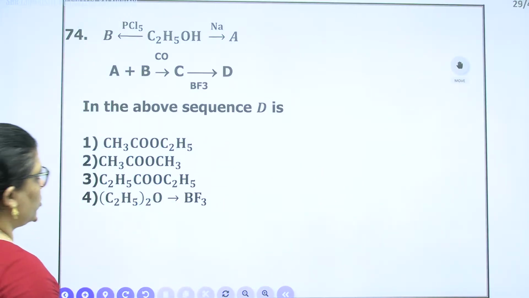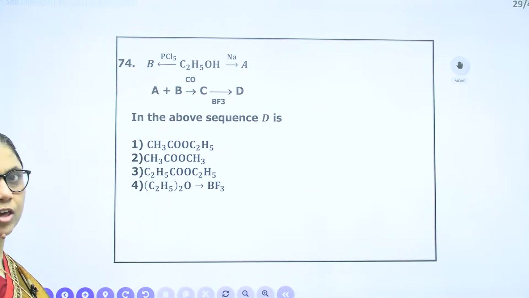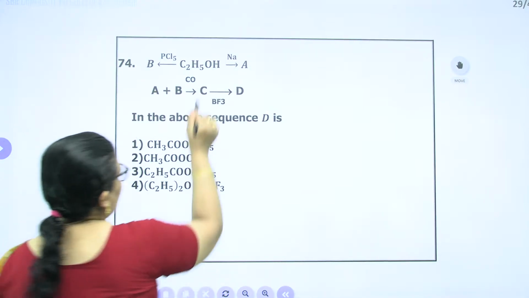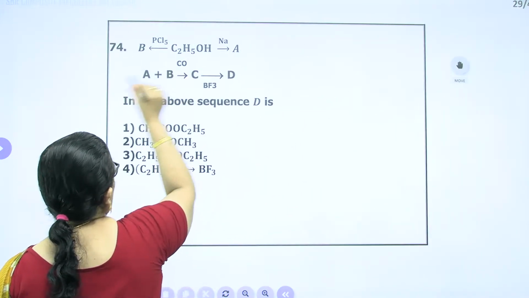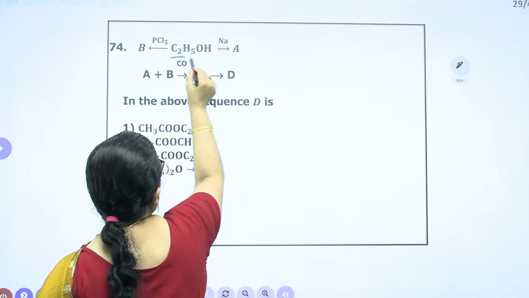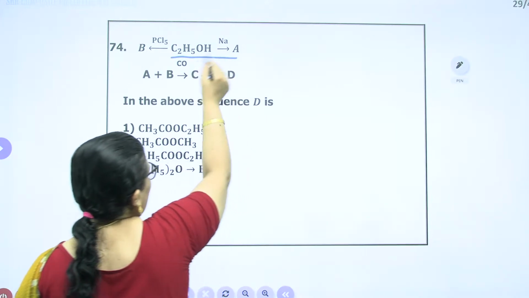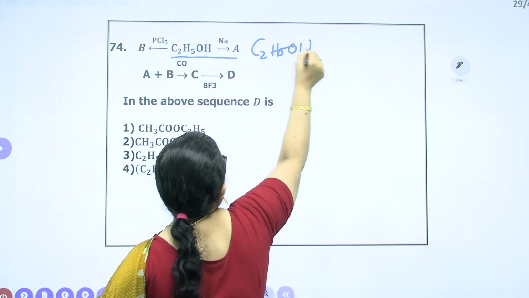Question number 74. In this reaction, phenol with sodium hydroxide. Phenol is acidic in nature. Ethyl alcohol with sodium hydroxide will produce ethoxide, sodium ethoxide.